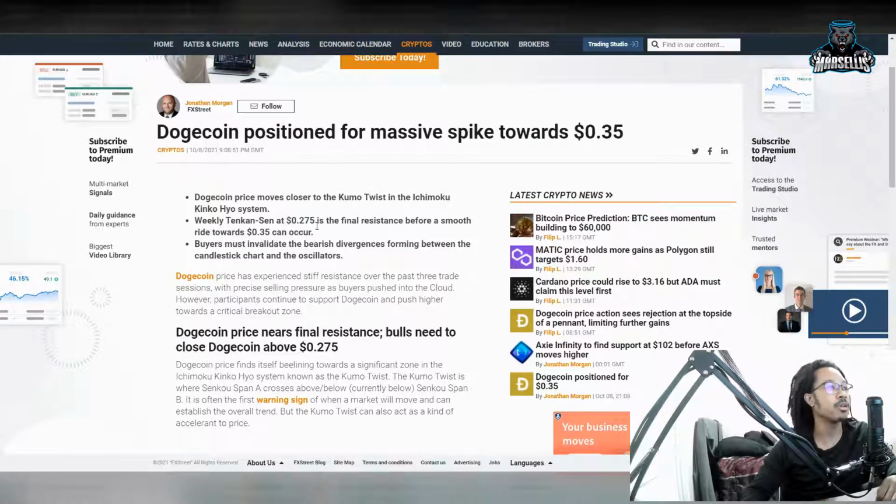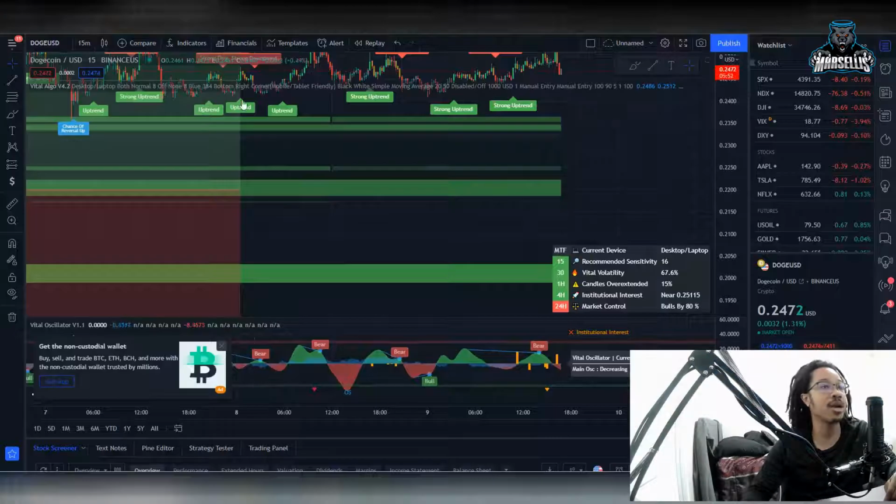This one right here is pretty much saying that Dogecoin price could move towards the Kumo twist, as they say in the Ichimoku, or I don't even know how to say that, Kinko Hyo system, whatever. It's some technical analysis talk over there. Weekly Tenkan-sen at 27.5 is the final resistance before a smooth ride towards 35 cents. We just got to break out 27 cents, then we can have a smooth ride all the way up to 35 cents. But now we're obviously at 24.72 because we got rejected there.